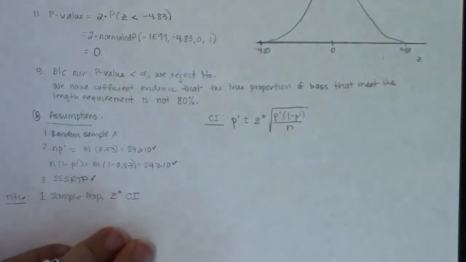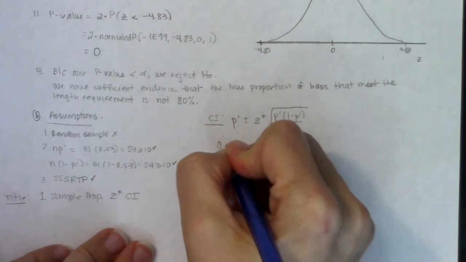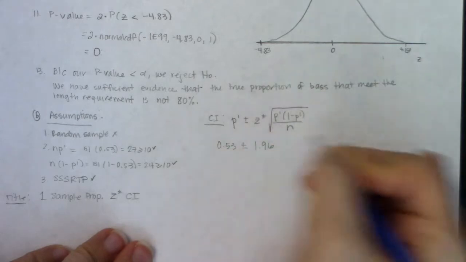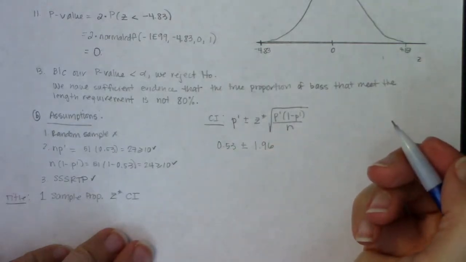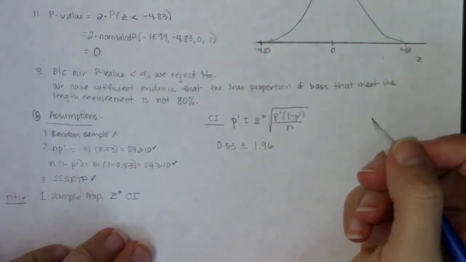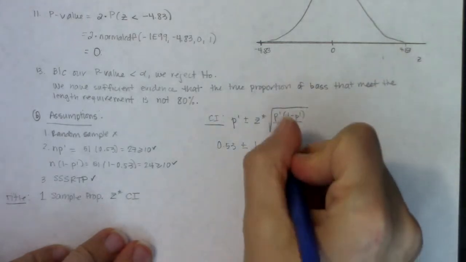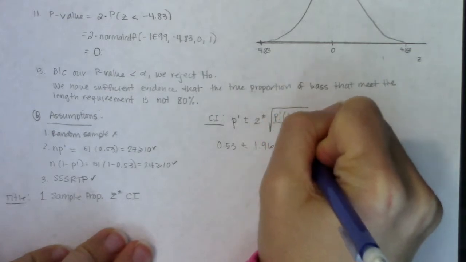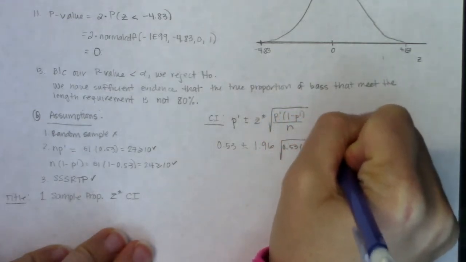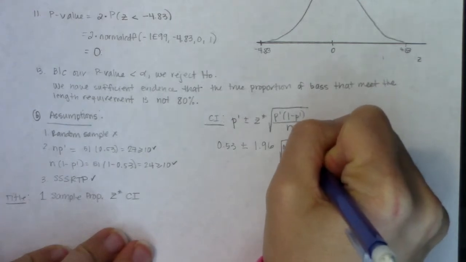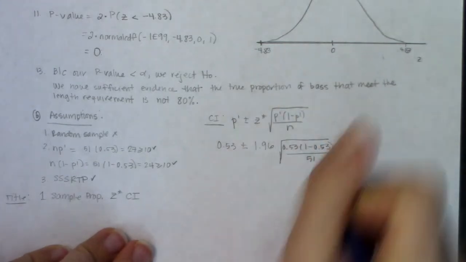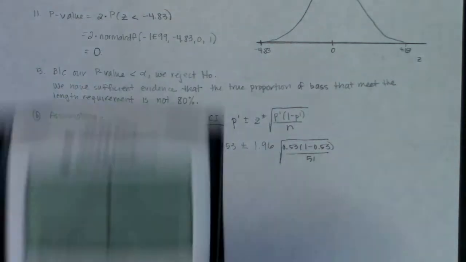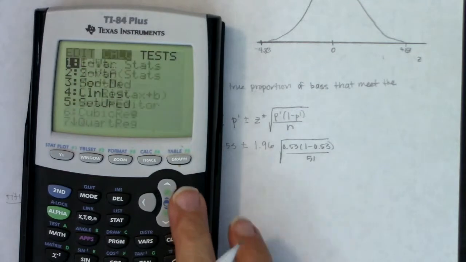So let's start crunching these. My sample proportion was 53%. My z star critical value at 95% would be 1.96, and I'm saying 95% because that's what I was directed to do in making this confidence interval. And then we've got 53, 1 minus 53. My sample size, what was it, 51? So there I am making my confidence interval. And again, I'm going to use technology. I don't want to deal with this. So let's go make this confidence interval.